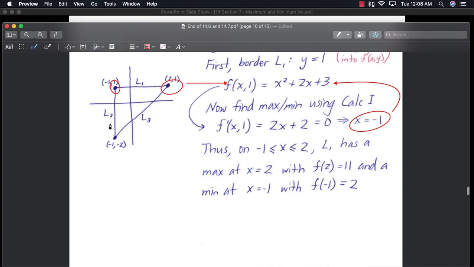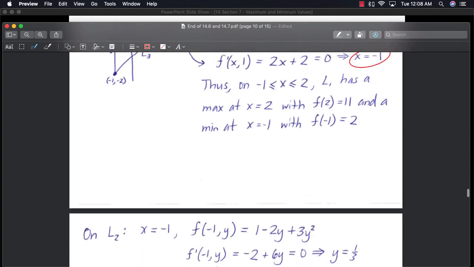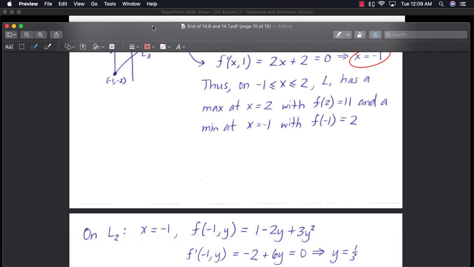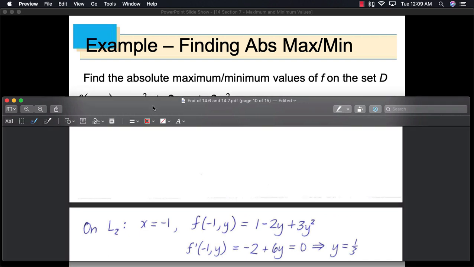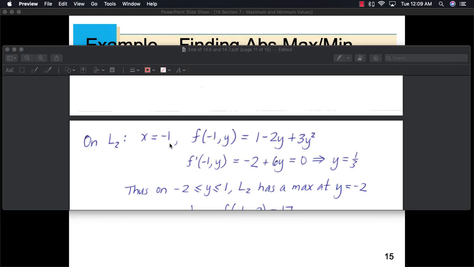So L2, as I think we all can see, x is the same throughout the entire thing. This is a vertical line. So on L2, we actually have the vertical line x equals -1. And for that, we take that and plug it into the original function given to us, where everywhere you see an x, you replace it with -1. And we simplify, we end up with this.